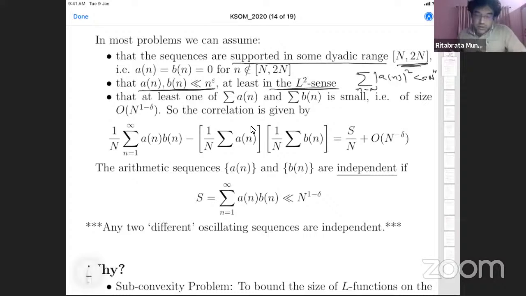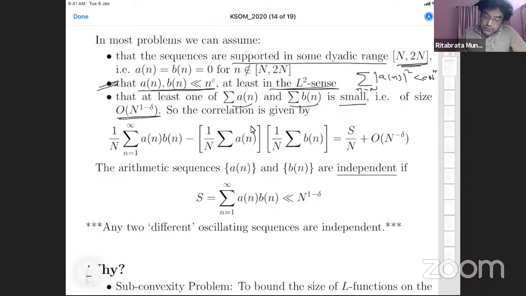Okay, and we also assume that at least one of the sum of a_n and or sum of b_n is small, in the sense that it is of size N to the power 1 minus delta. Trivially, because of our second assumption, it is bounded by big O of N, and we want that there is some cancellation like N to the power 1 minus delta.